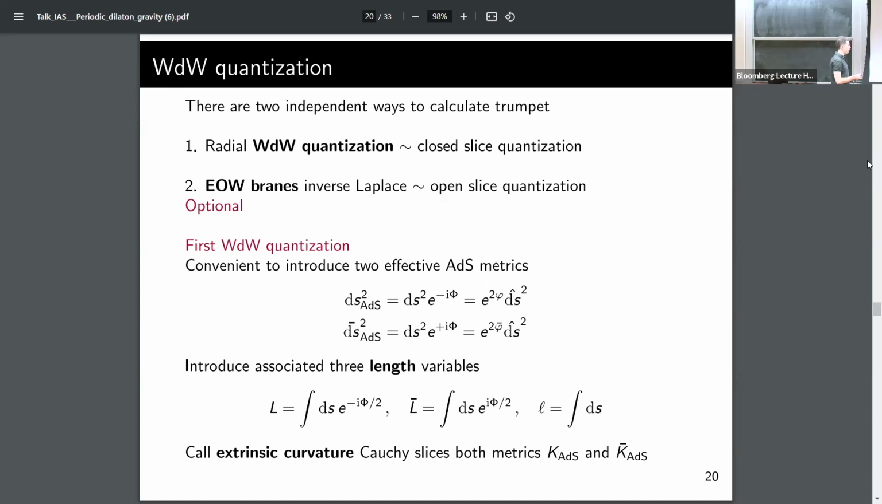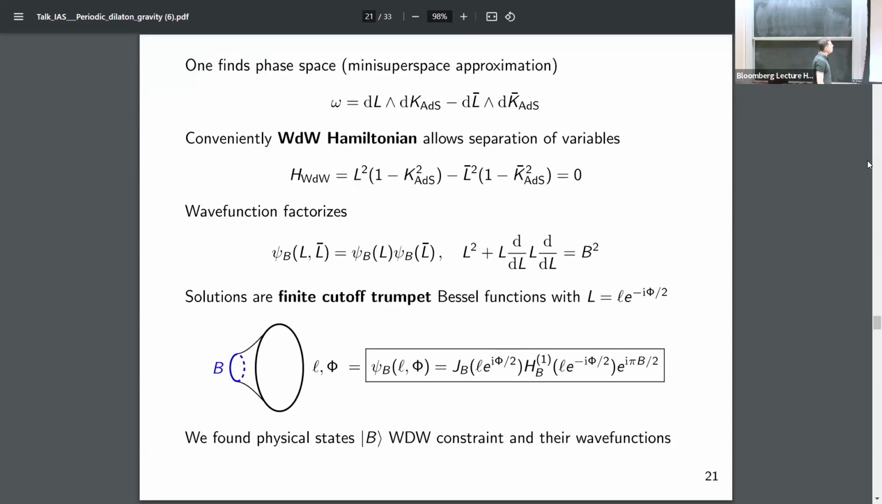So the AdS-bar metric will take a complex contour in the AdS metric. Also, I will introduce extrinsic curvatures for the Cauchy slices, both in the AdS metric and the AdS-bar metric. This is convenient because the Wheeler-DeWitt Hamiltonian in these variables looks very simple. So I work in minisuperspace. When I say identify the dilaton, I mean it in this minisuperspace language.